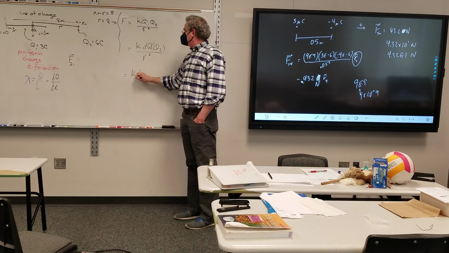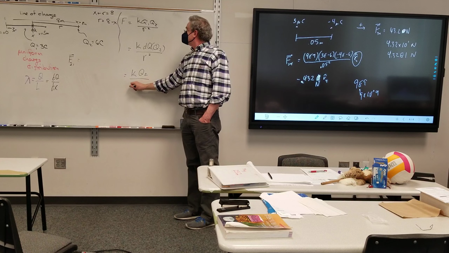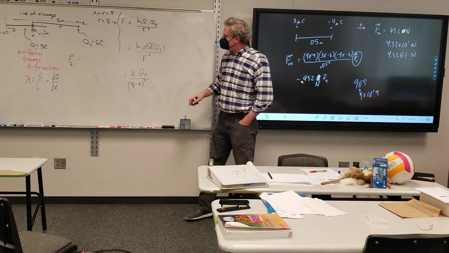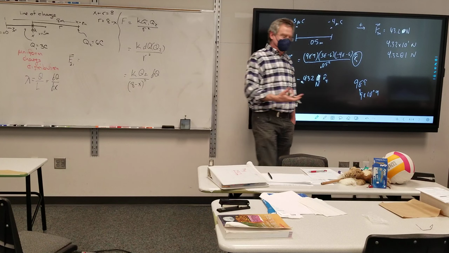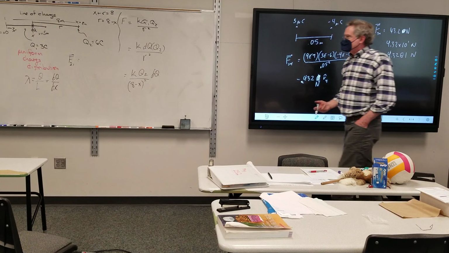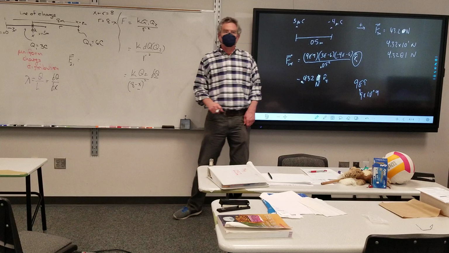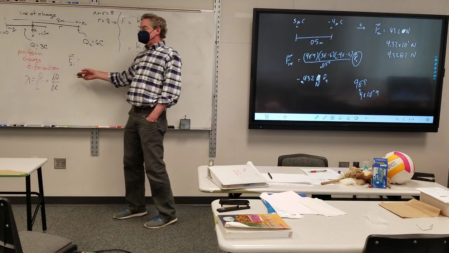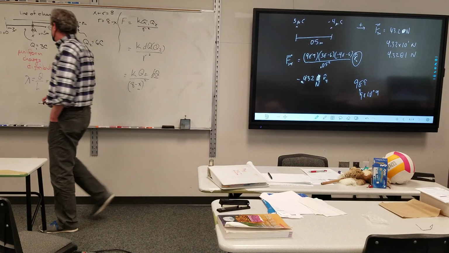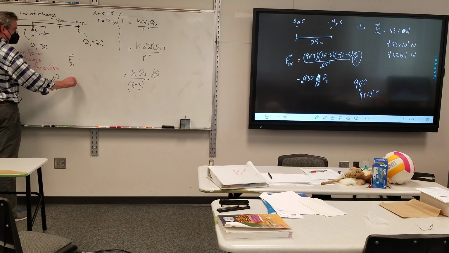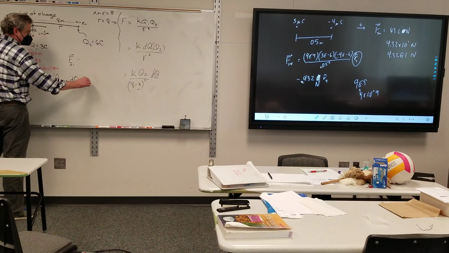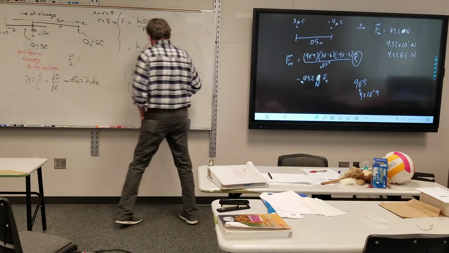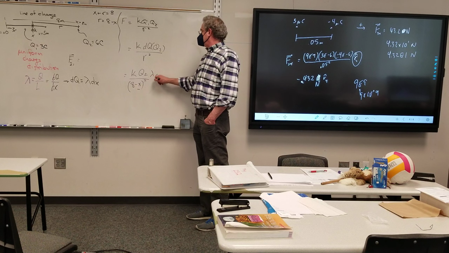So I've got k, Q2, over 8 minus x squared. And then I've got this dq. I need to somehow get dq and that x in terms of the same variable. I have two variables here, q and x, but I really only want one. But I happen to have a relationship between q and x. I know that dq is equal to my linear charge density times dx, so I can make that substitution, lambda dx.